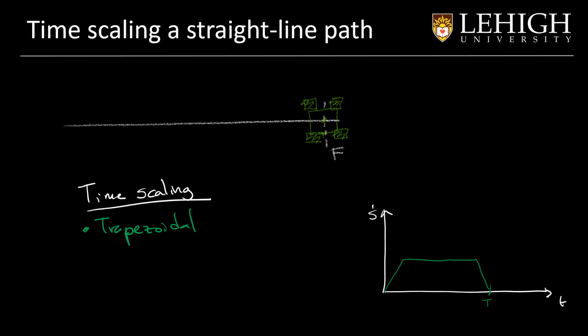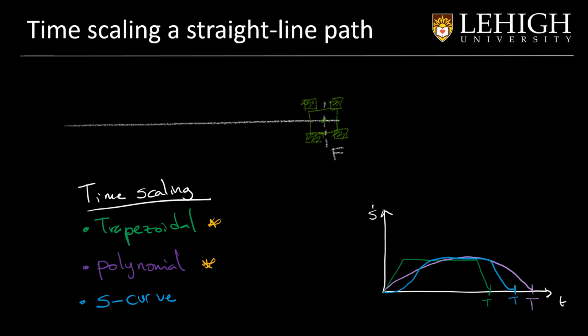There are other options, like a smooth path that can be computed by a polynomial curve. And finally, there is another type of curve that involves generating the maximum acceleration but in a smooth way, that is called the S-curve. In this video, we are going to study the trapezoidal and the polynomial. The S-curve can be studied from the book.